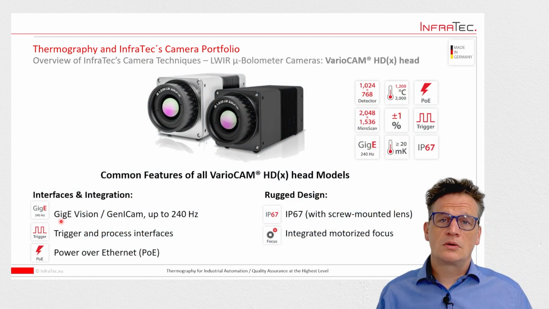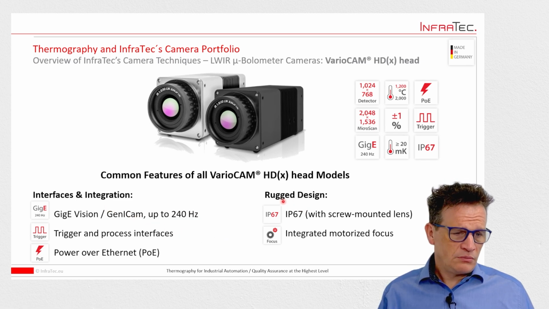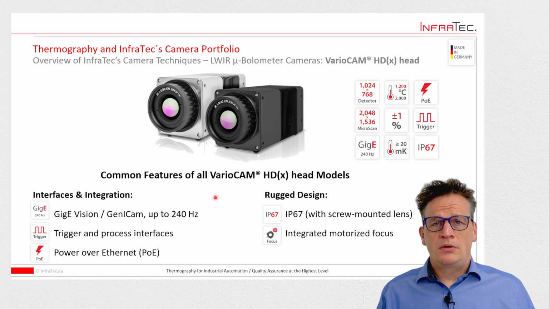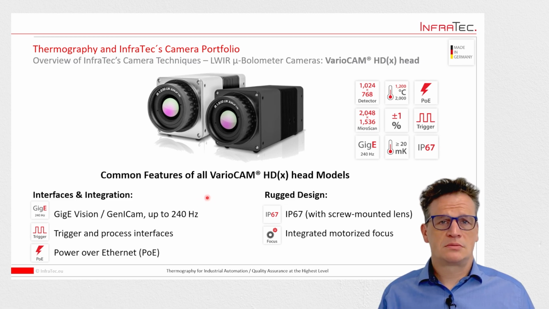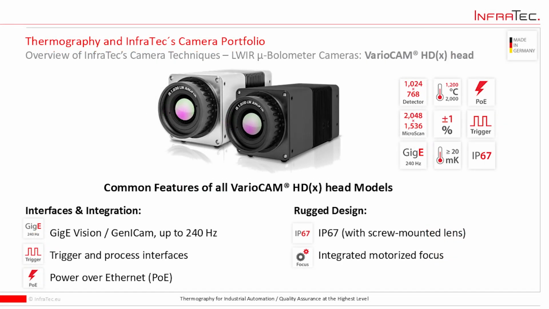Now let's look at one of our most popular camera series, the VarioCam HD Head. It is a multi-talent: robust, precise and fully industrial grade. It has an up to IP67 rated housing and motorized focus control. The power is possible also over PoE, and this allows an easy integration. The camera is built for continuous operation, whether in test systems, production lines, or also quality assurance.